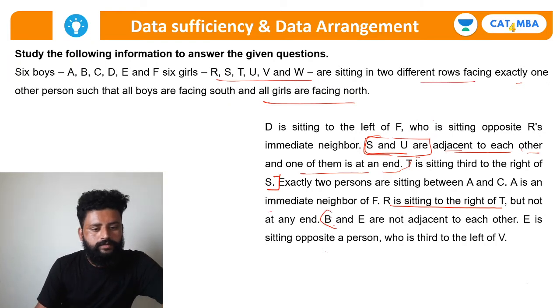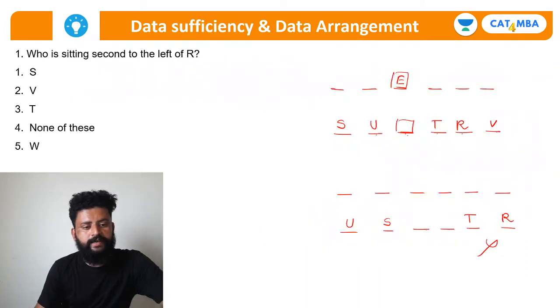So we have got up till now. This one is also done. This one is also done. A is an immediate neighbor of F. That's what we can use later.